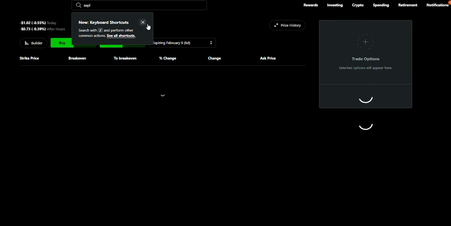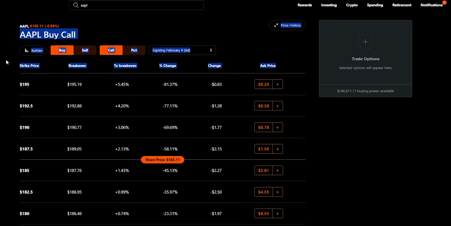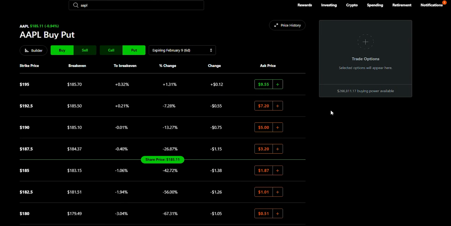So let's pretend that you think the stock will go down. You can use any ticker symbol that you wish. This is just an example. So the first thing that you'll want to do is buy a put option. So you are buying a put option because this is a bearish strategy.